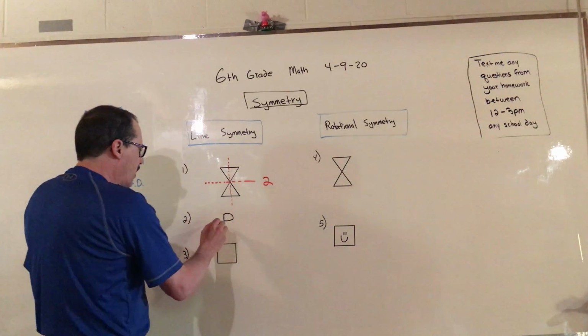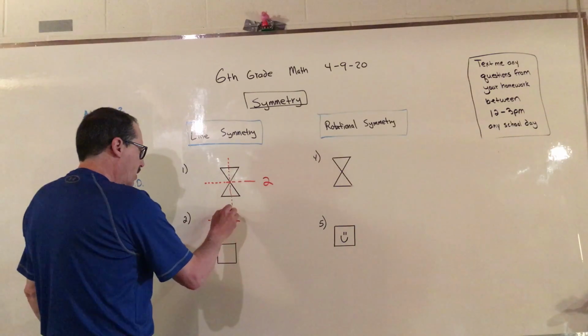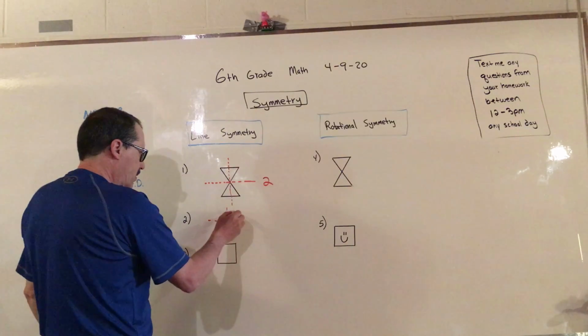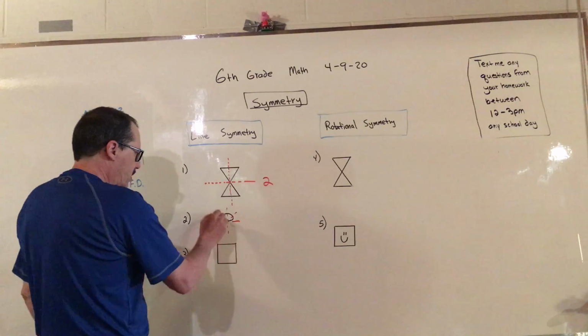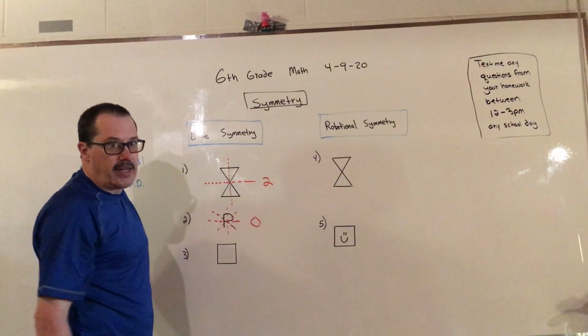Now this one here, if I draw a dotted line here, when I fold that, no, it doesn't work. That doesn't work. To be truthful, that doesn't work. There's nothing that works. So this one has 0 lines of symmetry.